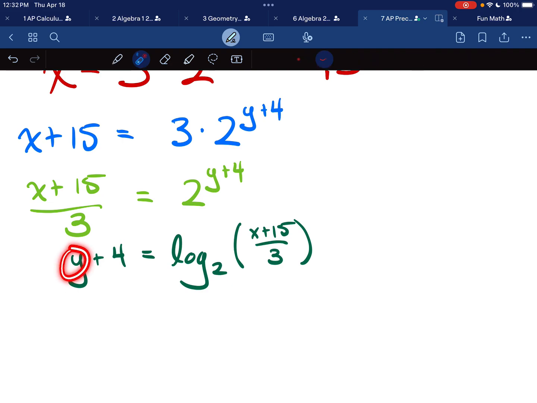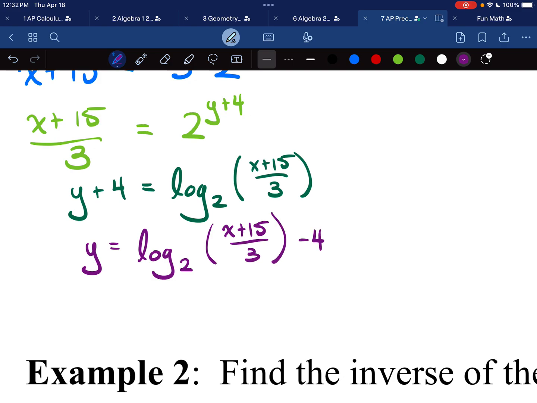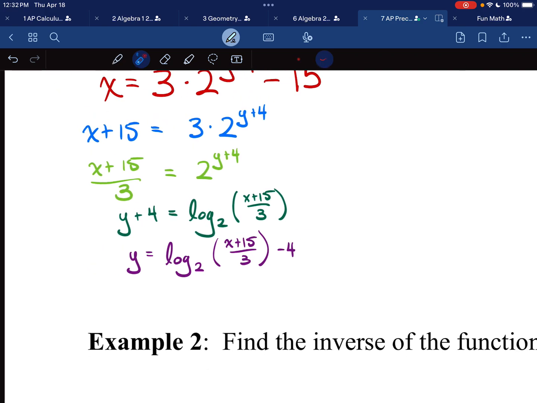So we're almost done. We're trying to solve for y, so I have to get rid of this plus 4, and I'm just going to subtract 4 from both sides. And that's going to give me y is equal to log base 2 of that fraction x plus 15, all of that divided by 3, and then finally minus 4 because we subtracted 4 on both sides. That is the final answer with the extra thing that we have to do.